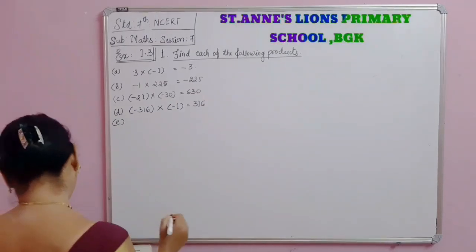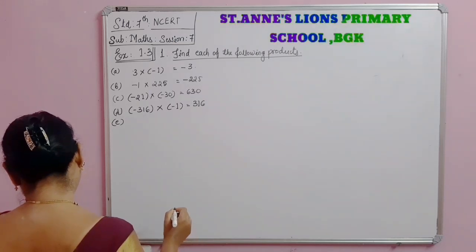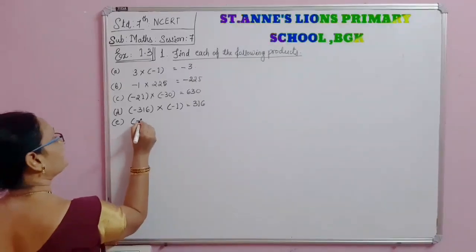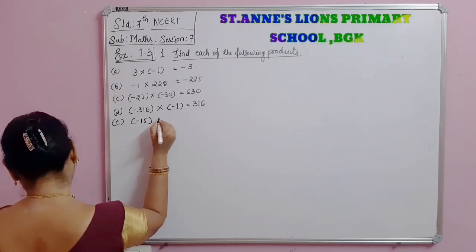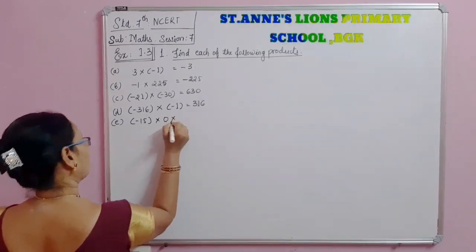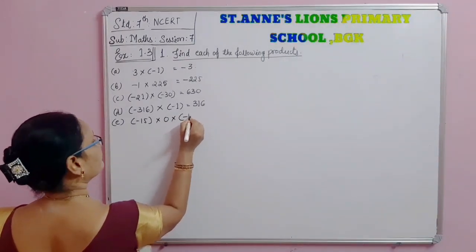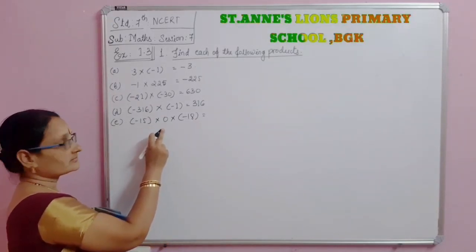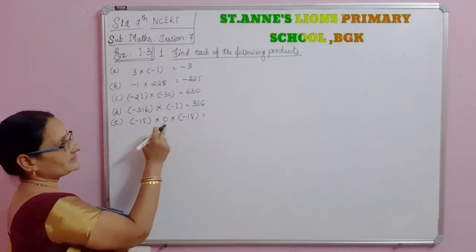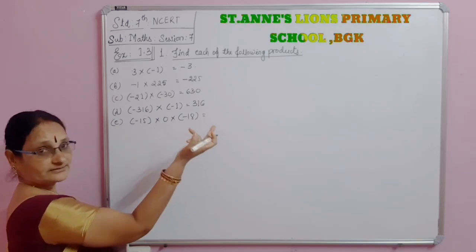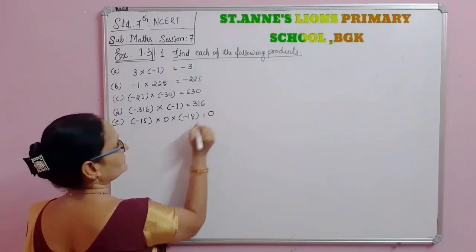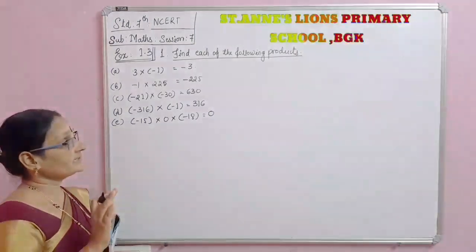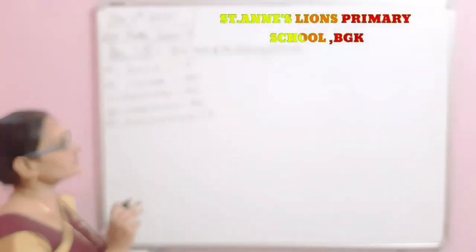Next, E: minus 15 into 0 into minus 18. See here, this number is multiplied by 0, so the product is 0. Automatically 0 is multiplied by minus 18, 0. So this is 0. No need to see the sign here because the product is 0.